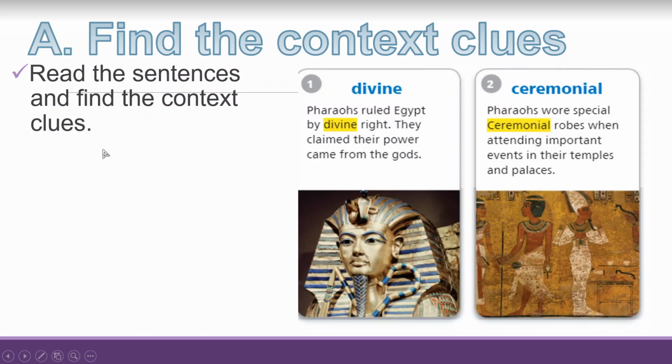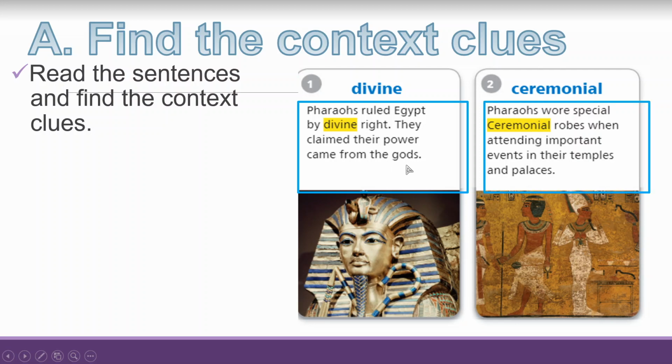So here you can find number 1 and number 2, divine and ceremonial. So let's read. Pharaohs ruled Egypt by divine right. They claimed their power came from the gods. And number 2, ceremonial. Pharaohs wore special ceremonial robes when attending important events in their temples and palaces.